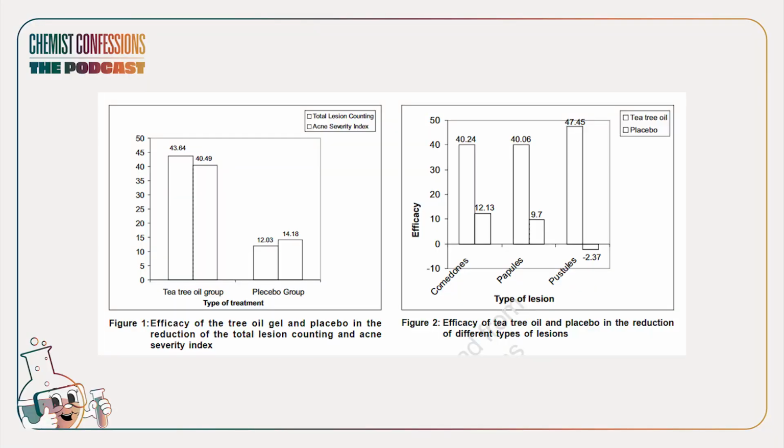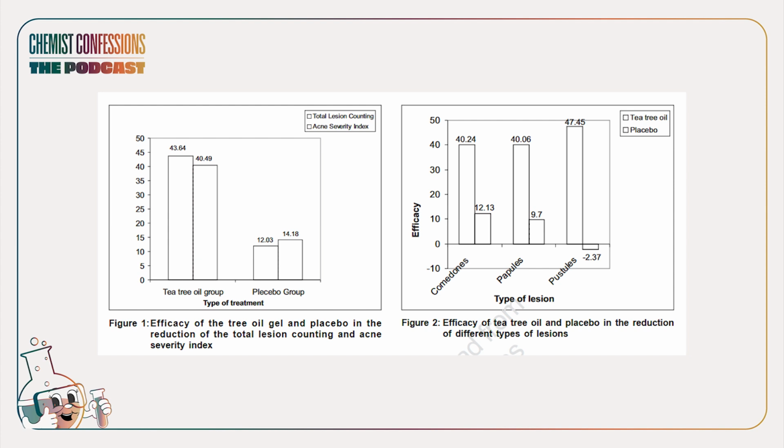Basically, they say that tea tree oil gel completely outperformed the placebo. But if you put the results up here, the bar graphs, at first glance you're like, oh wow, that tea tree oil gel did so much better than placebo. But when you look a little closer at the bar, you're like, wait, what am I looking at again? Why are there two bar graphs side by side?